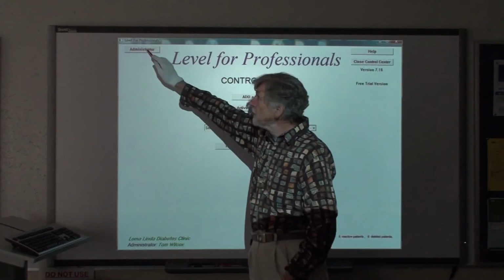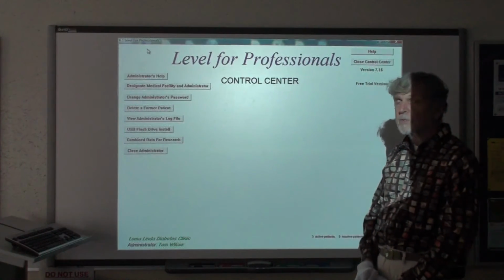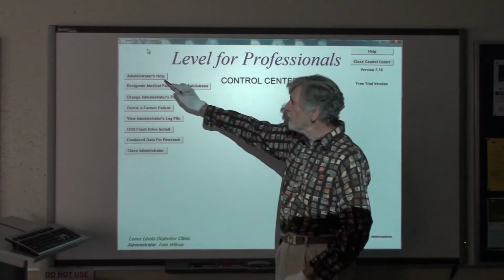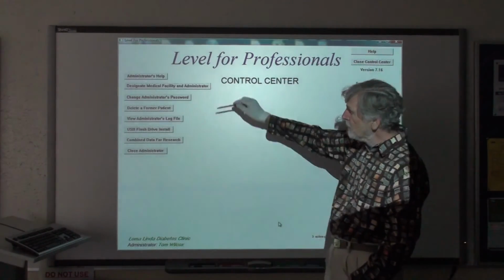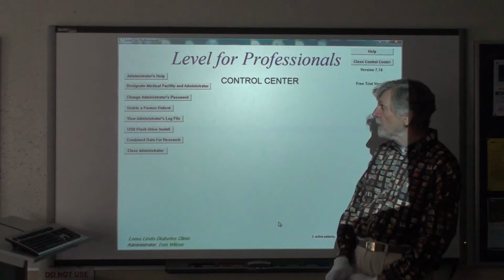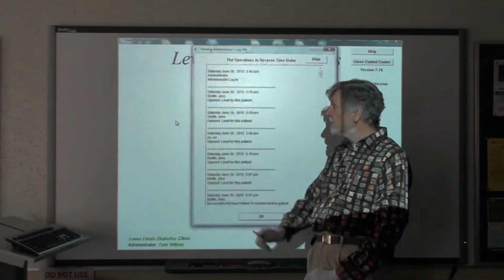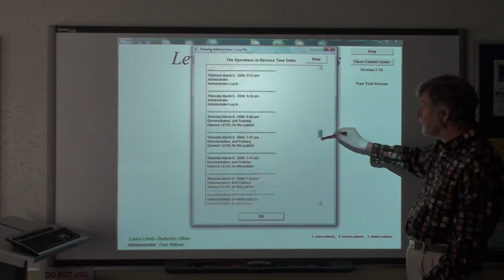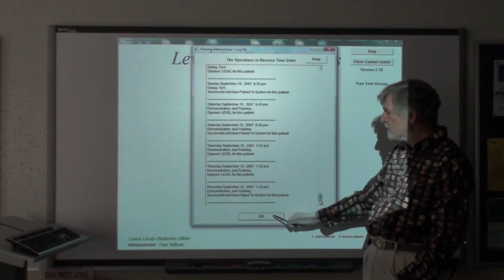And if you click on it, these are the list of things that you can do. The first thing you can do is set a password so that only selected members of your staff have access to these functions. It also has a help file telling you everything that can be done as an administrator. You can change the name of your facility and the name of your system administrator. You can actually delete a former patient, or you can view the administrator's log file, which is a record of every activity of this Level for Professionals program. So in case there is any tracking back to be done, then it is done by using the log file.